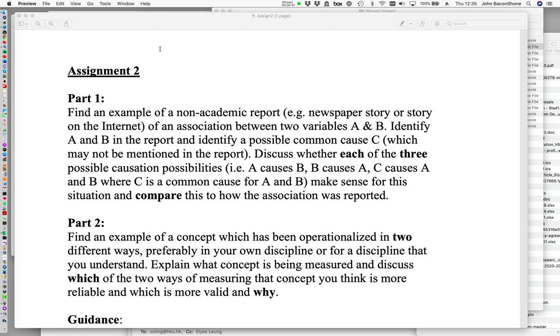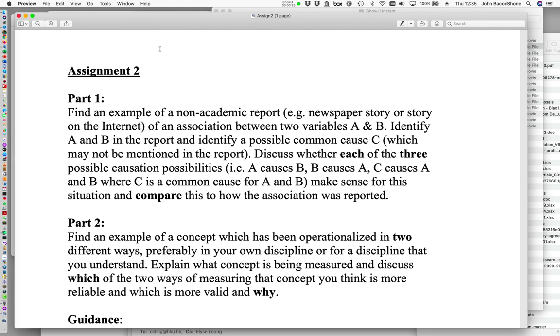Okay, so now we come to the second weekly assignment. This assignment has two parts. In the first part, I would like you to find an example of a non-academic report of an association between two variables A and B. So a non-academic report, you could find it on the internet, or you could find it in a newspaper or in a magazine. That would be fine.